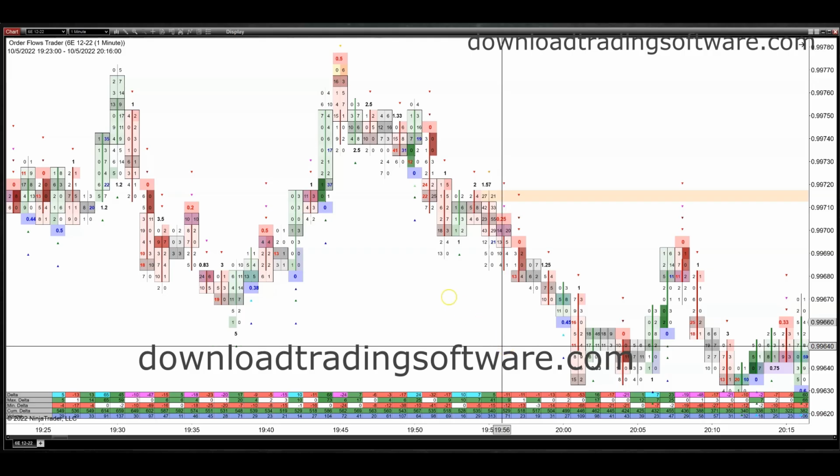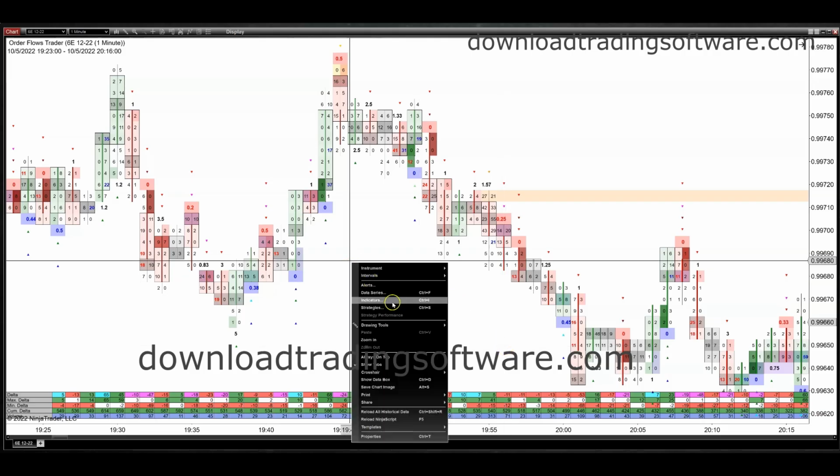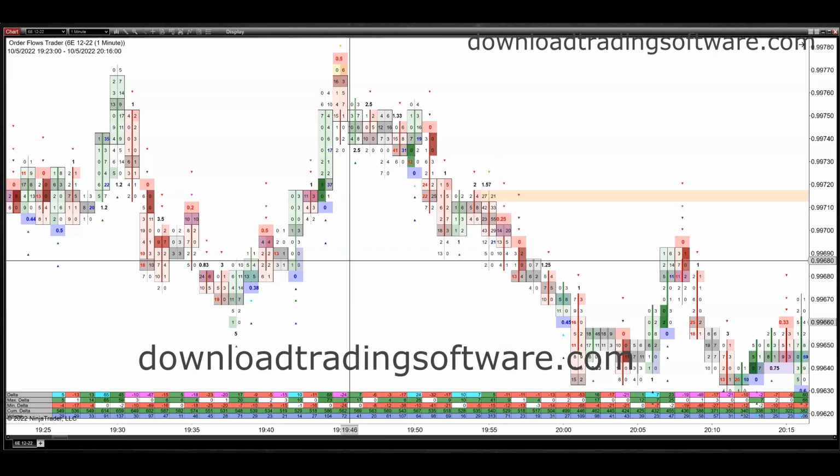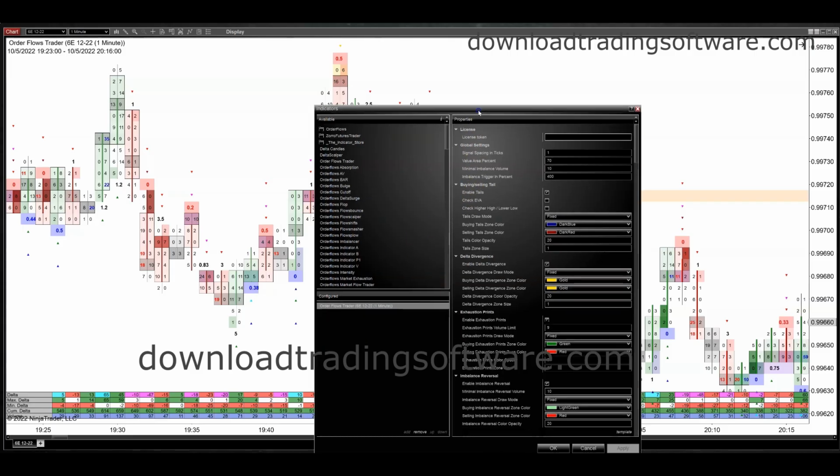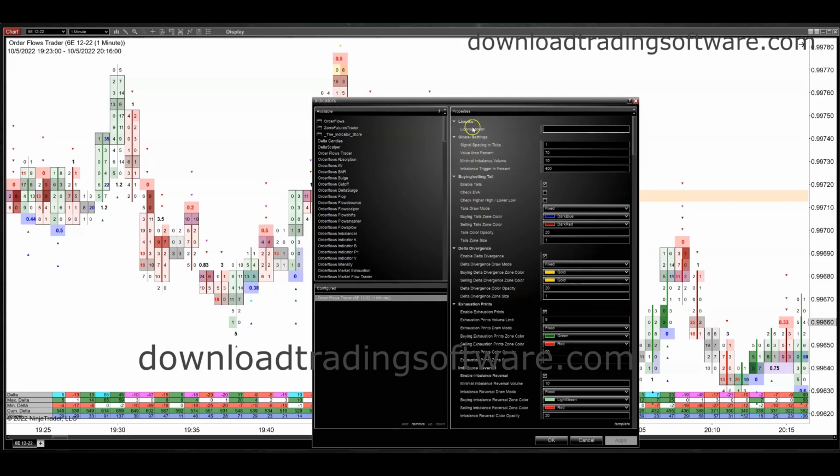Alright, so let's go to our chart. Now let's open up the indicators. Just right click on the screen or Control I, and the indicator settings will come up here. It's, I think, the fourth one in. So you've got license, global settings, buying, selling tail, delta divergence. And by default it is enabled and it's fixed.